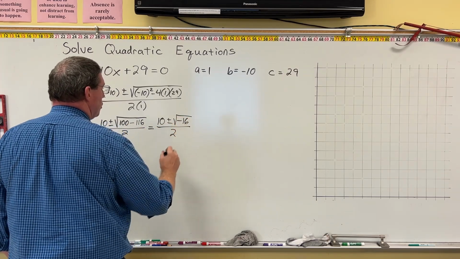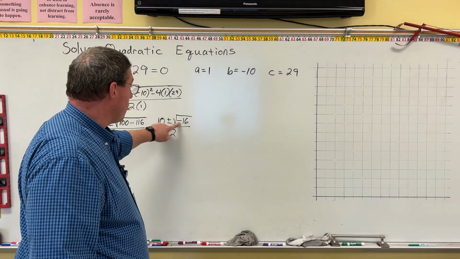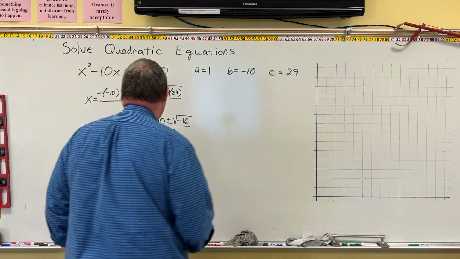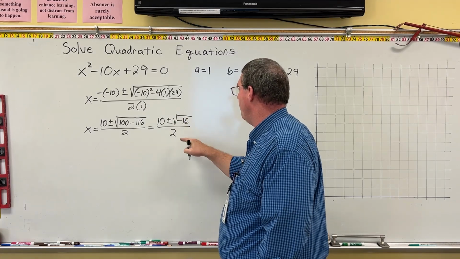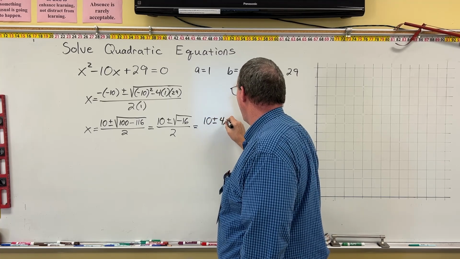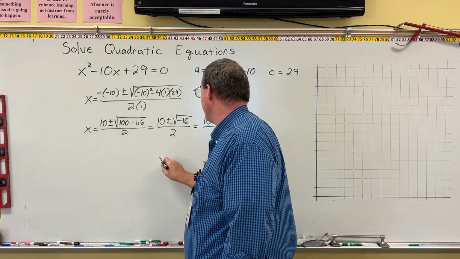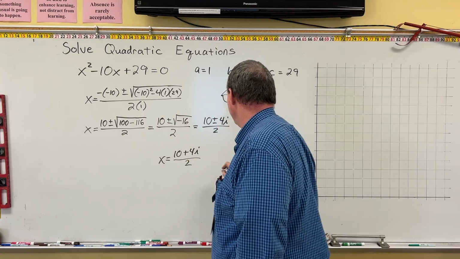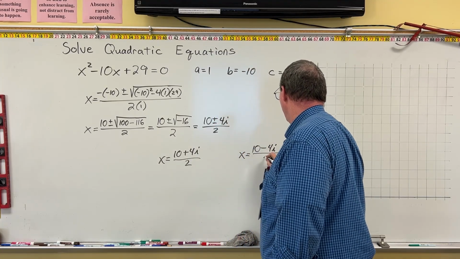Okay? And so because the discriminant, we said this before, because the discriminant is negative, we know that there are going to be 2 complex solutions. Okay? And what we can do now is we can replace this with 4i, because the square root of 16 is 4, and this negative means there's an i. So we have 10 plus or minus 4i divided by 2. Okay? Now we can split them up into 2 solutions. x is equal to 10 plus 4i over 2, and x is equal to 10 minus 4i over 2.